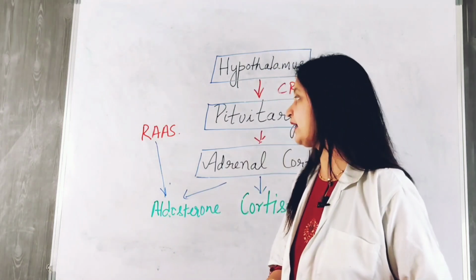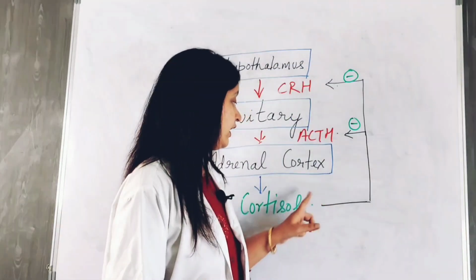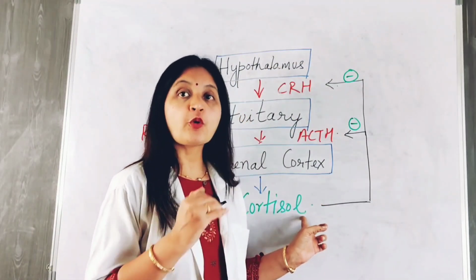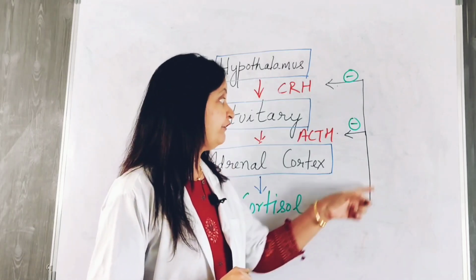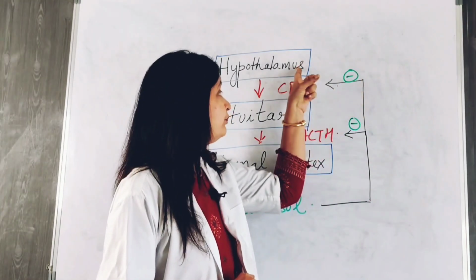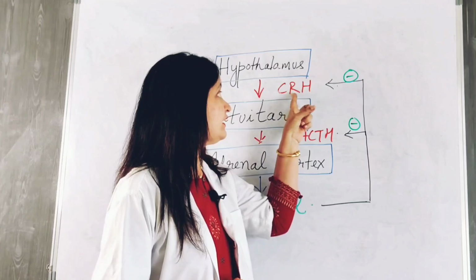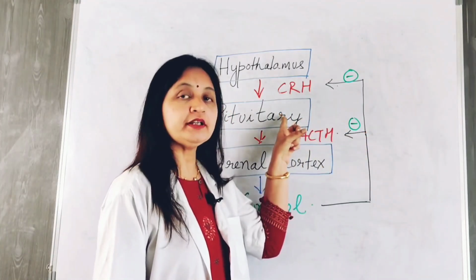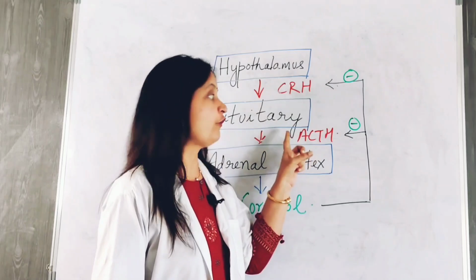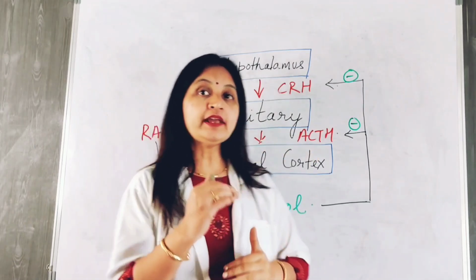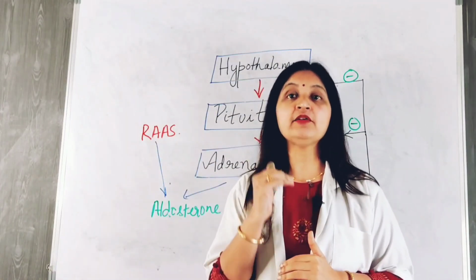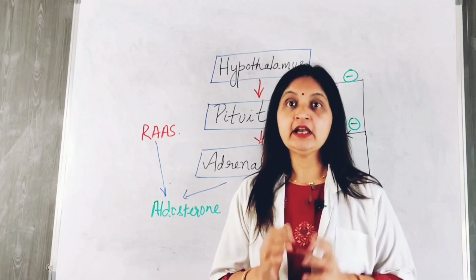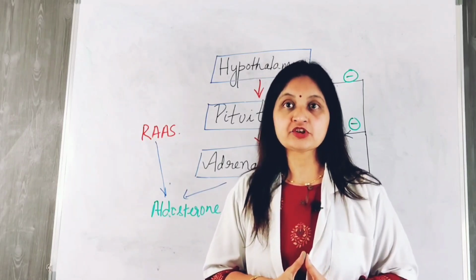So what is this feedback mechanism? As we can see here, when the blood levels of cortisol rise, there is a negative feedback inhibition to the hypothalamus, decreasing the release of CRH, and also the feedback reaches the pituitary to decrease the release of ACTH. So decreased release of CRH and decreased release of ACTH decreases the cortisol production.